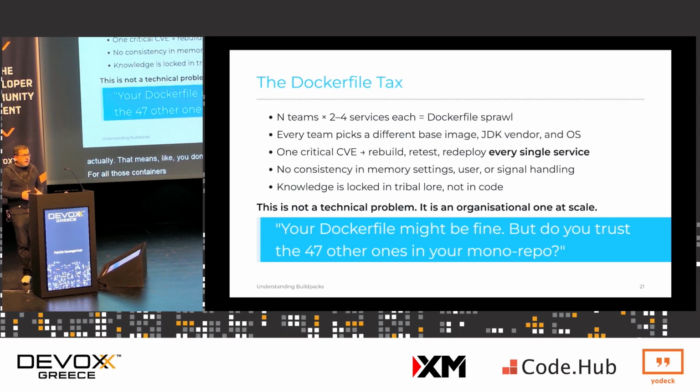So in the end, if you use Dockerfiles, you have more of an organizational problem than a technical problem at scale. Because if you imagine that many teams, you get a blueprint for how to do the Dockerfiles, and everyone adjusts it a little bit. So really, you have 40, 80, 100 different Dockerfiles in your organization.